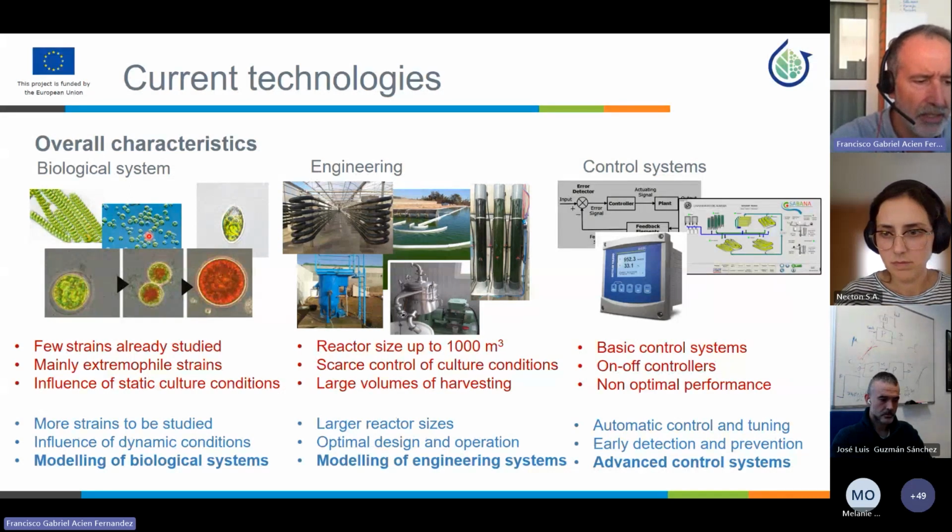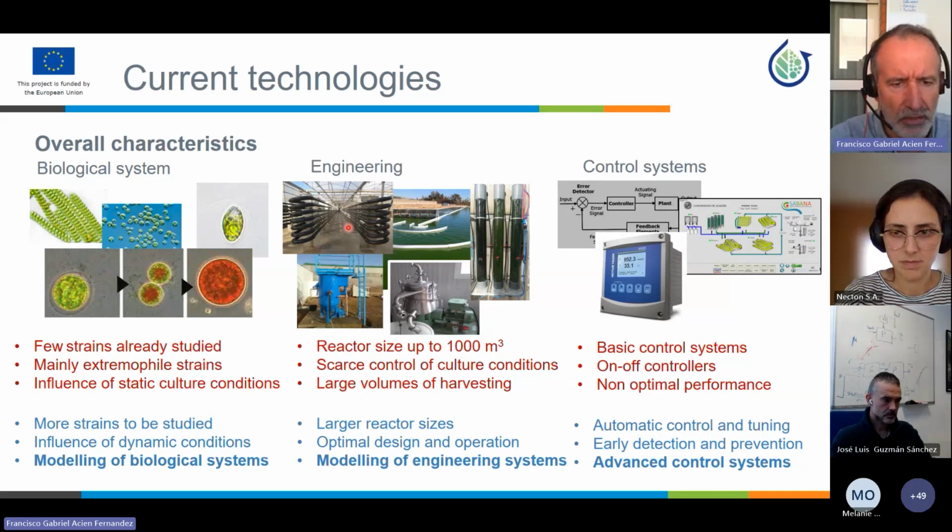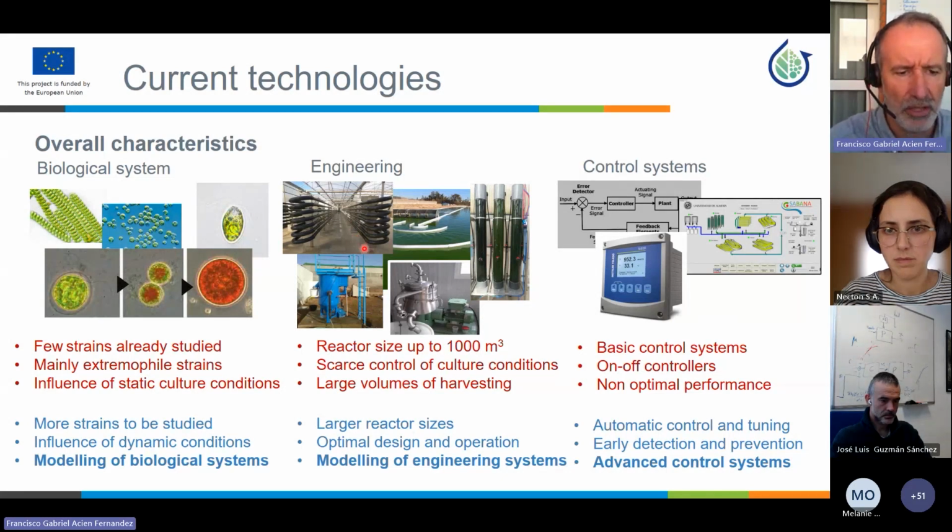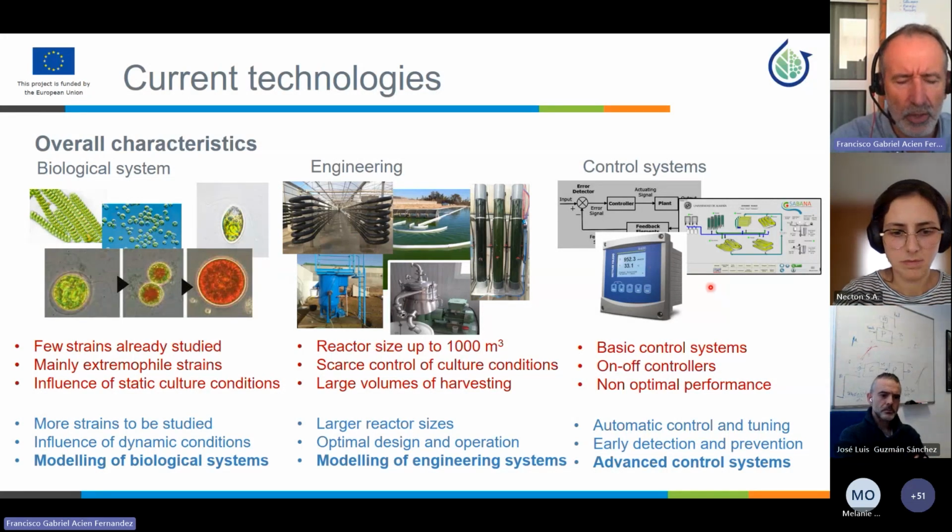then we try to mimic these conditions in the outdoor reactors. Concerning the engineering of the reactors, we are using conventional technologies, Raceway Reactors and tubular systems, but the current scale is not yet sufficient for huge application of microalgae biomass, and due to the complexity of control systems, we are not adequately controlling the culture conditions. And finally, the control systems that we are using are quite basic because we are mainly using on-off control strategies that don't allow us to optimize the culture conditions.